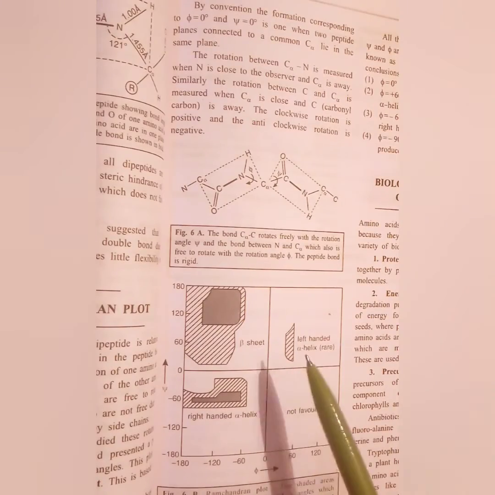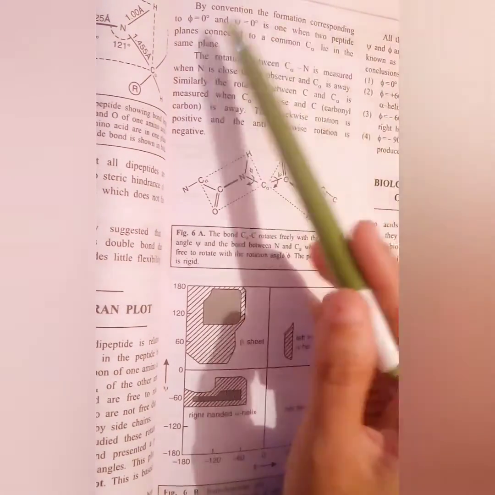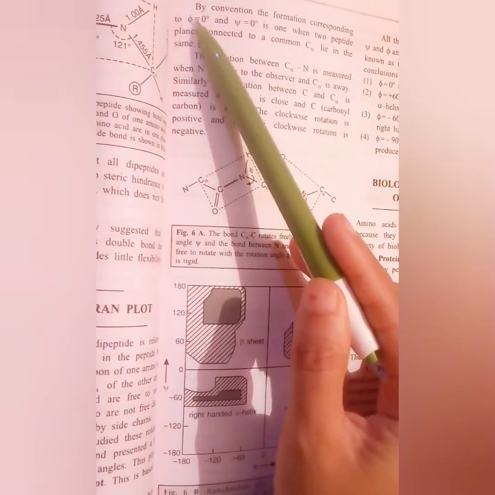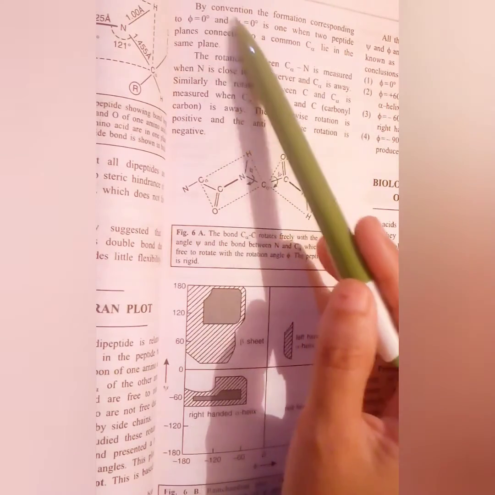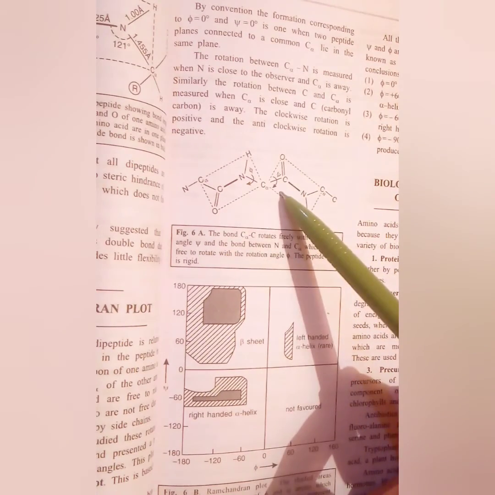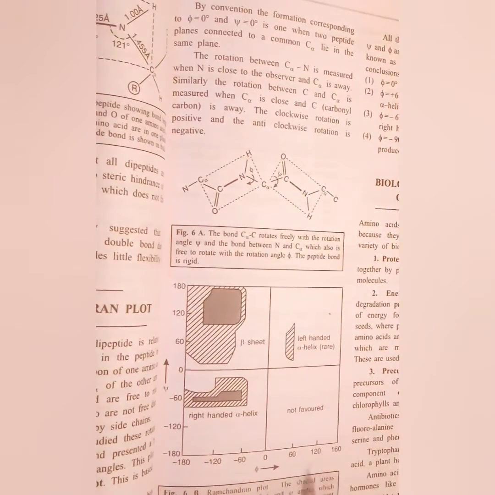Also, by convention, the Phi and the Psi angle equal 0 degrees only when the two peptides are in the same plane. They lie in the same plane, as in this case, and they are connected to a common alpha carbon. And here he gave this plot.